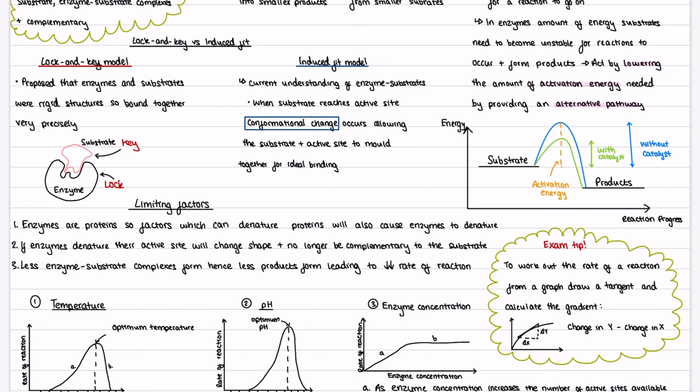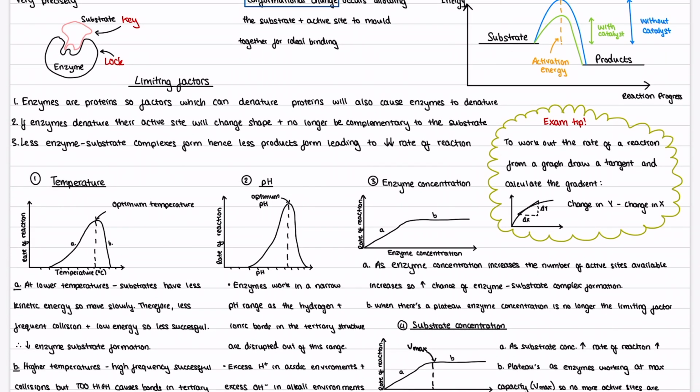There are four main limiting factors that you need to be aware of with enzymes. Enzymes are proteins, so anything that can denature a protein can denature an enzyme. If an enzyme is denatured, the active site will change shape and no longer be complementary to the substrate. Therefore, fewer enzyme-substrate complexes can form, so fewer products will form, leading to a reduced rate of reaction.